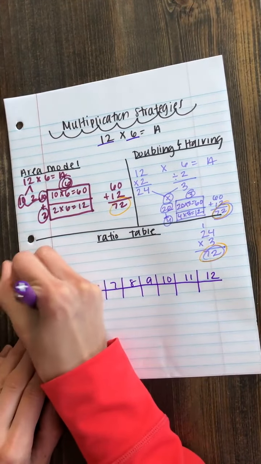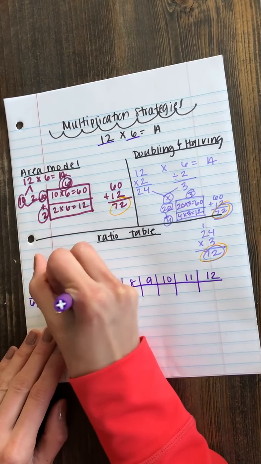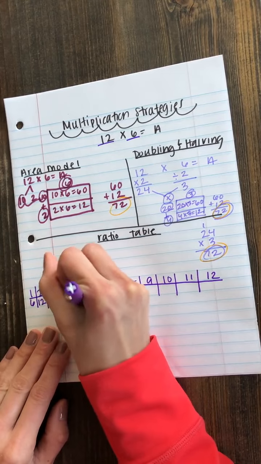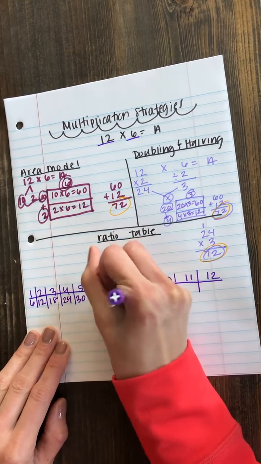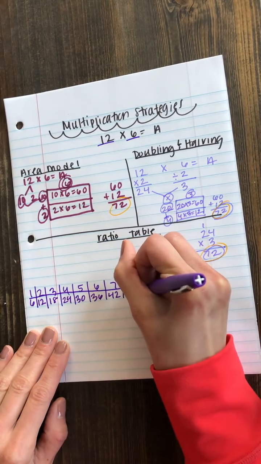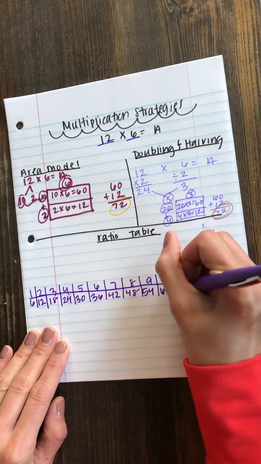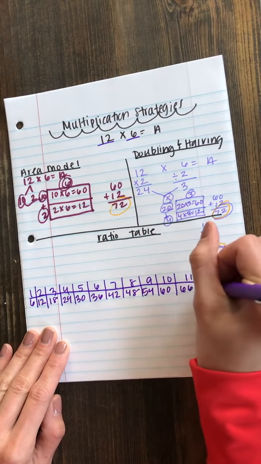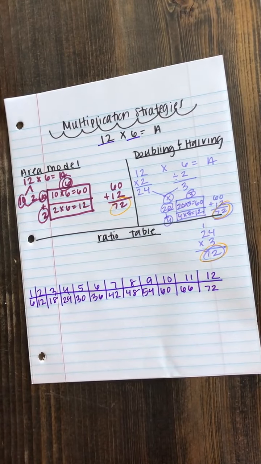We have 6, 12, 18, 24, 30, 36, 42, 48, 54, 60, 66, and 72.